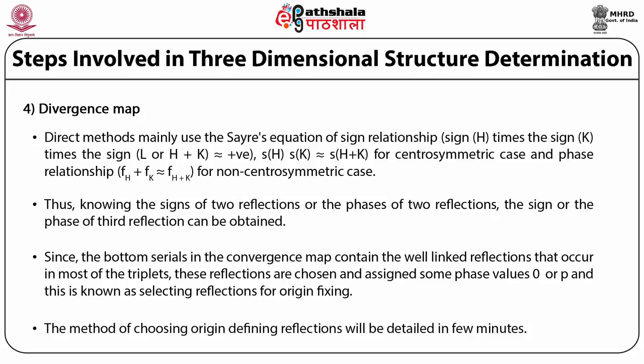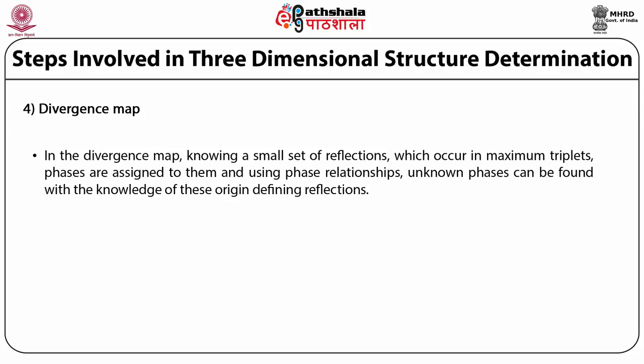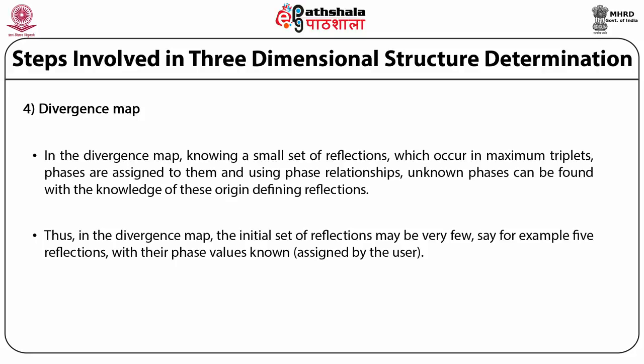In the divergence map, knowing a small set of reflections which occur in the maximum number of triplets, phases are assigned to them, and using phase relationships, unknown phases can be found with the knowledge of these origin-dependent reflections. Thus, in the divergence map, the initial set of reflections may be very few, say for example 5 reflections, with their phase values known, which are assigned by the user.